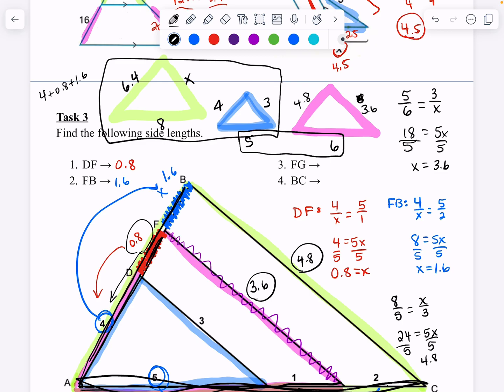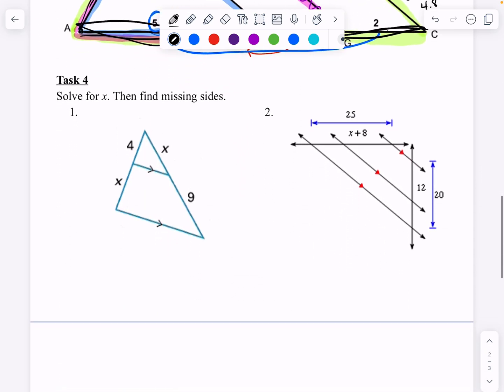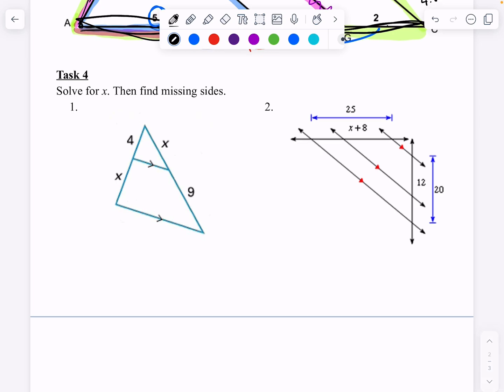The last connection that these side splitter pictures have is to algebra. So don't be scared if you see multiple X's or maybe expressions in your picture. Set up exactly what you've been doing. So in this case, I can clearly see that this is a part to part. I've got these two parts here. I've got this part and this part here. So I'm going to set up my normal proportion. So 4 to X equals X over 9.